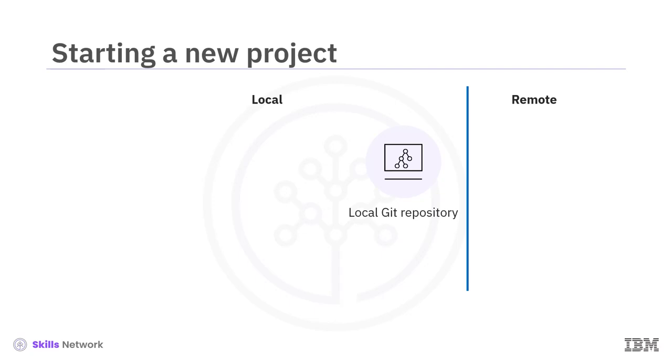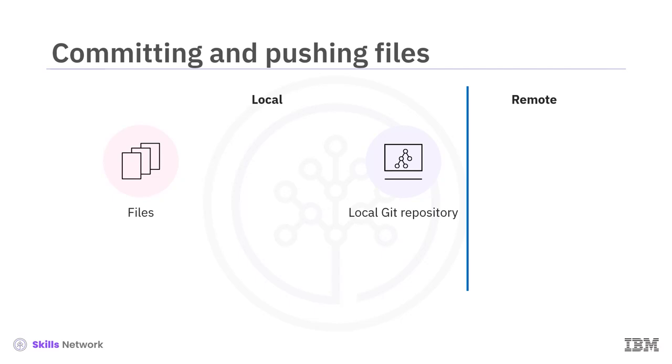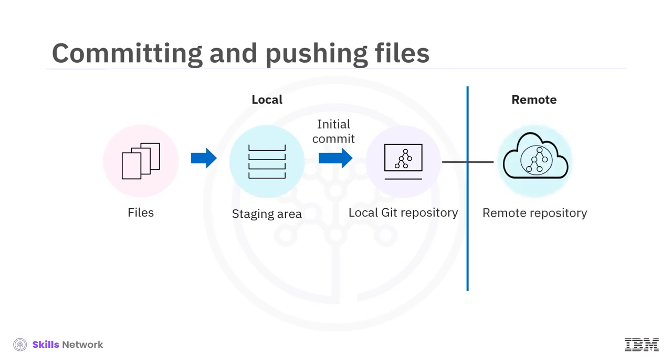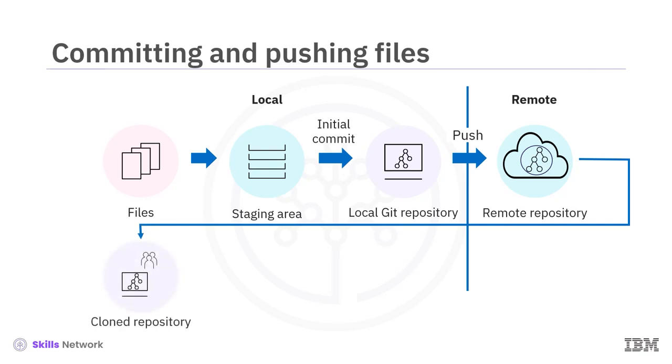The next step is to select all project files that you want Git to track, move them to a staging area, and then do an initial commit. After this, you will create a blank repository and link your local Git repository to the remote repository. Then, you will push all project files from your local repository to the remote repository. Other developers can clone the remote repository and follow the regular workflow for updating project files.